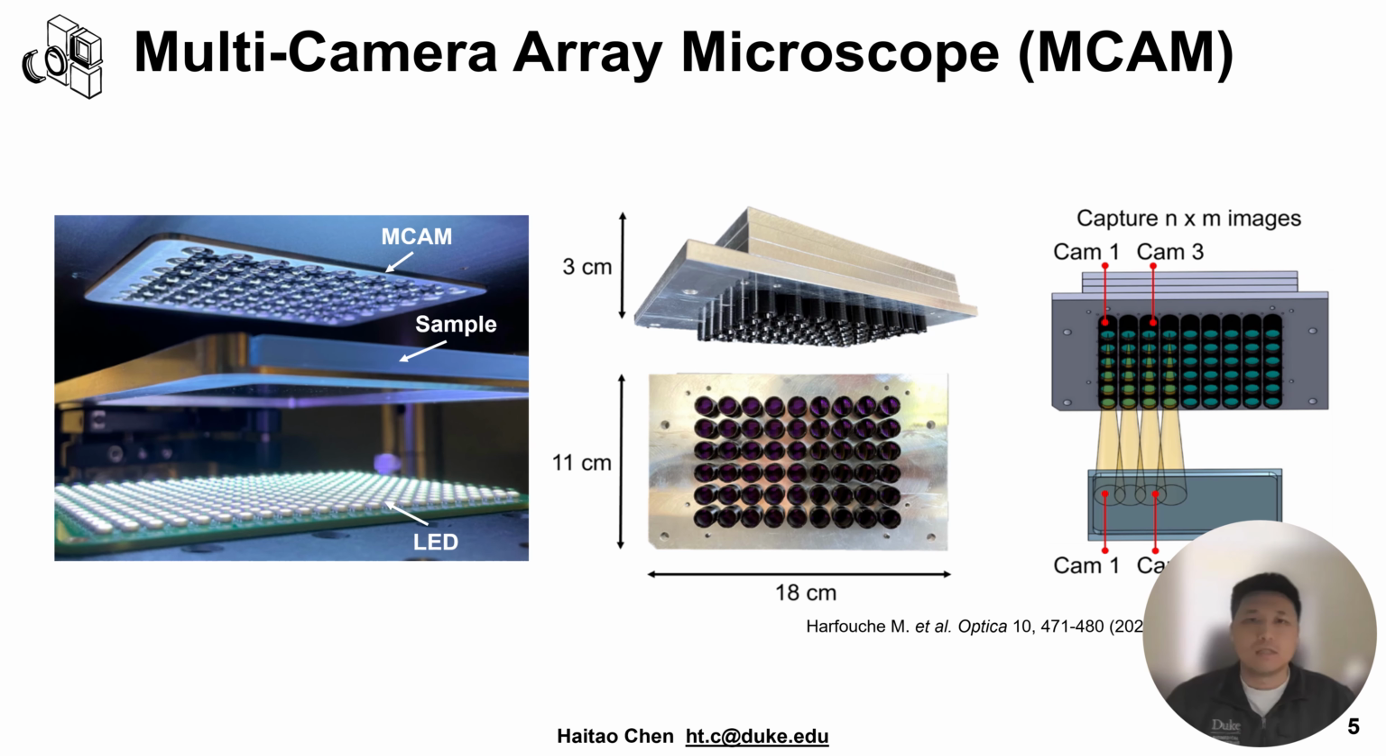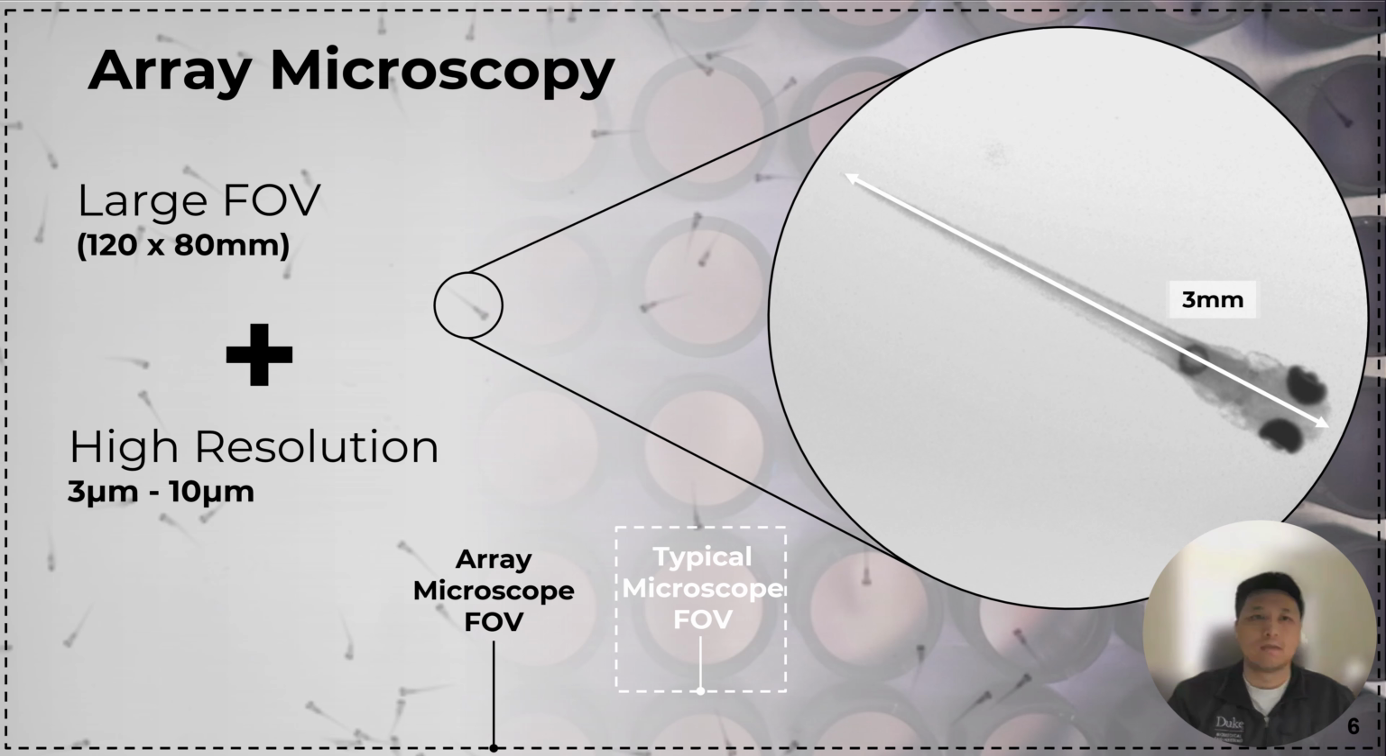Alternatively, the multi-camera array microscope, or MCAM, uses a dense array of microcameras to directly image the same sample from different spatially offset locations in parallel. Compared to the field of view of a typical microscope, indicated by the white dash box, MCAM can capture a large field of view at microscopic resolution and up to 200 frames per second.